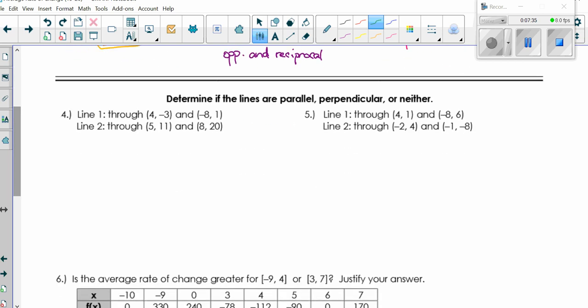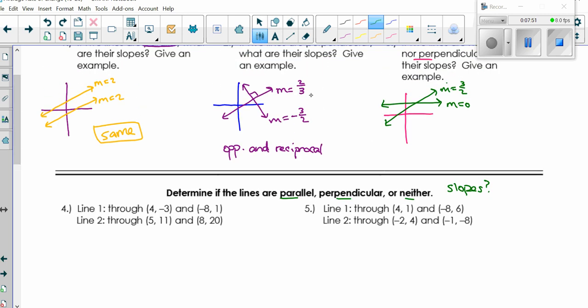In the first two examples, we want to determine if the lines are parallel, if they're perpendicular, or if they're neither. Well, in order to determine that, we need to know what their slopes are. Because if the lines have the same slope, then they're parallel. If their slopes are opposite and reciprocals, they're perpendicular. And if they're two numbers that are neither of these, then they're neither parallel nor perpendicular.